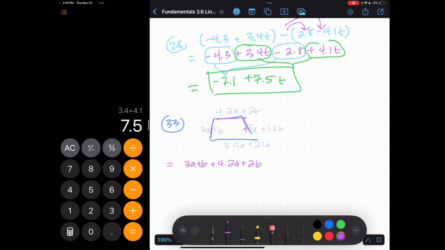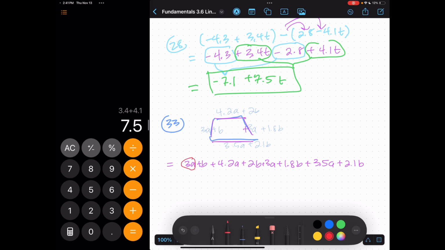Positive here, a plus 1.ab, and then last side plus 3.5a plus 2.1b. The trickiest thing is going to be keeping track of the a's and the b's. Okay, so let's just establish a will be red.